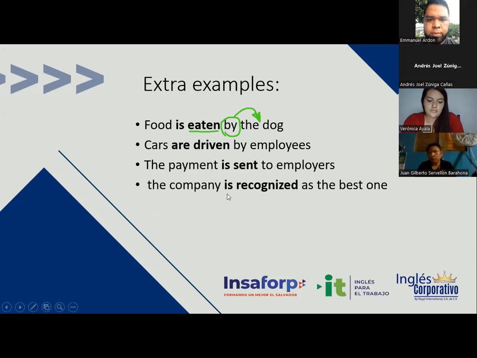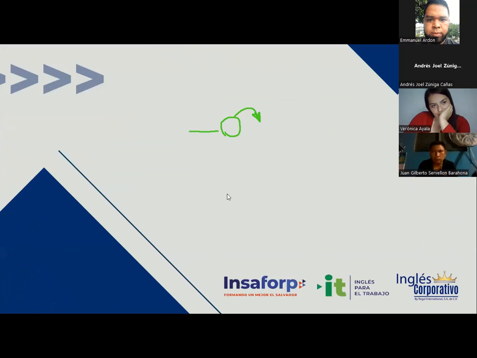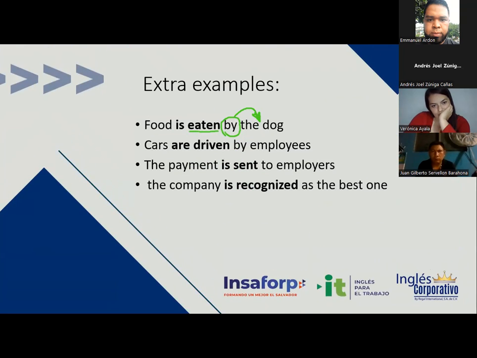Now, let's continue. Gilberto, help me out reading the next example. The company is recognized as the best one. Ah, okay, very good. Thank you. The company is recognized as the best one. La compañía es reconocida como la mejor, it says. All right? So if you take a look in there, tenemos el verbo to be, que en este caso es la forma de is, y el verbo principal en participio. So básicamente por esa parte así es que esta es considerada como una passive voice. Cool. Just before to continue, do you have any question? Antes de continuar, ¿tenemos alguna pregunta con relación a estos ejemplos?